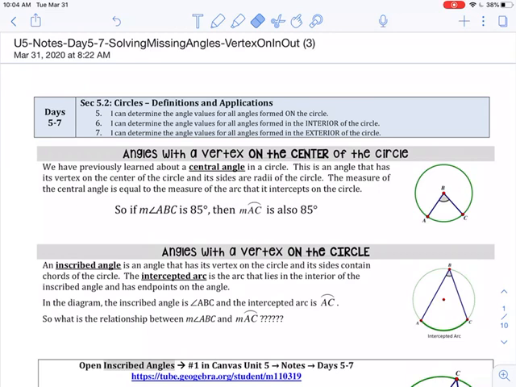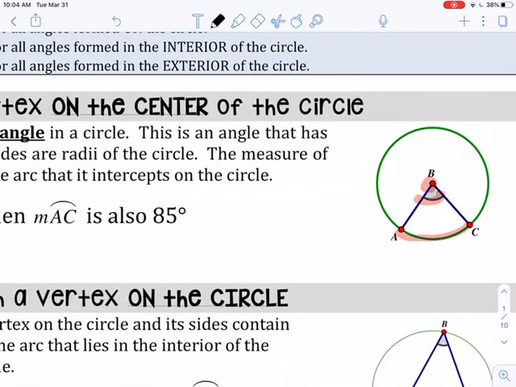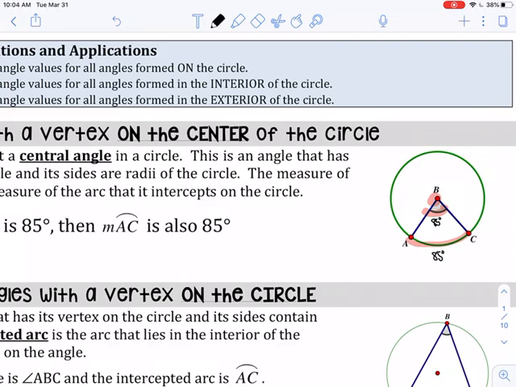All right, so the first part of this is angles with a vertex on the center of the circle. So the vertex is right here, and you can see that vertex is right at the center, and there's going to be a relationship between the center angle and that arc out here. Okay, so in this case, if angle ABC is 85 degrees, then the arc AC will be 85 degrees. So that's with the center angle, the arc and the angle are going to be the same.